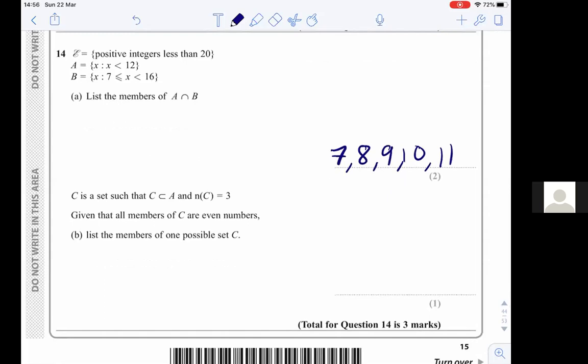C is the set such that C is a subset of A, so that's all of the elements of C are also within A, so I'm thinking these are all numbers less than 12. And this symbol here means the number of things in C is 3, so I've got 3 elements in my set C. Given that all the members of C are even numbers, list the members of one possible set C. So they've just got to be less than 12 and even. So 2, 4, 6 would work, or you could have any 3 of 2, 4, 6, 8, 10. But it has to be 3 elements, no more, no less.